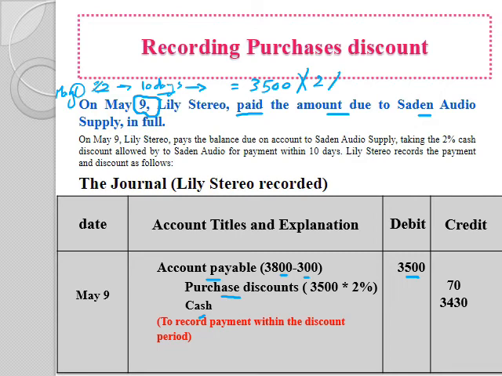Multiply by 2% equals $70. So purchases discount, or received discount: purchases discount normal balance is credit because it is revenue or profit. So record in the credit side purchases discount, or received discount, the amount $70.